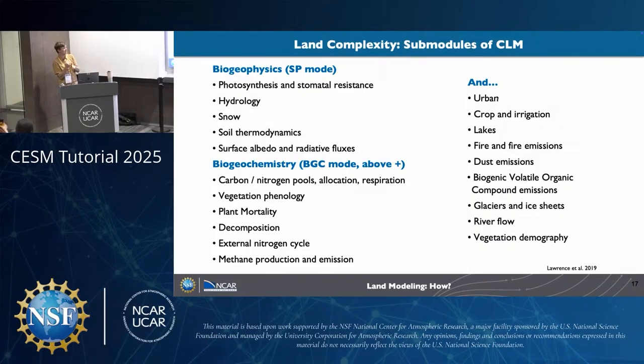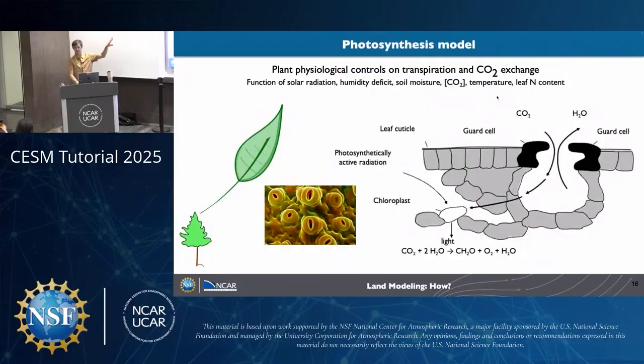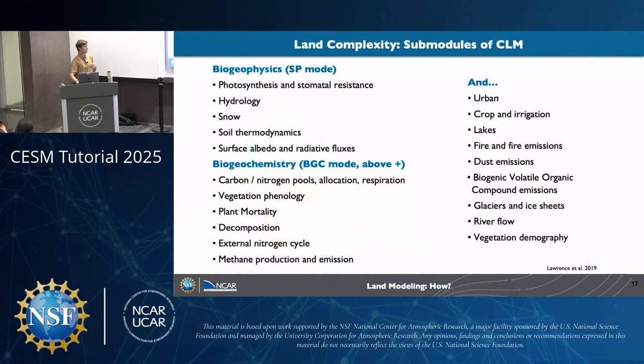So you've got photosynthesis and stomatal resistance because plants are important. You've got hydrology, snow, soil thermal properties, and then also surface albedo and radiative fluxes. But you're not doing all the biogeochemistry. So you're doing this kind of leaf level gas exchange that we're talking about here, but that's as far as the carbon cycle goes, is you're only getting photosynthesis or GPP, gross primary productivity.